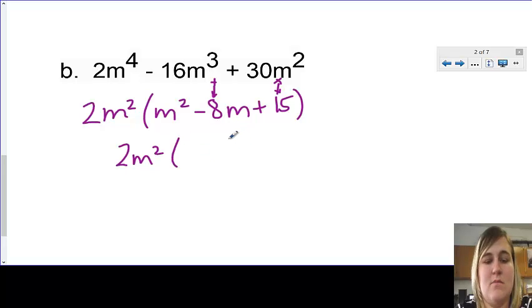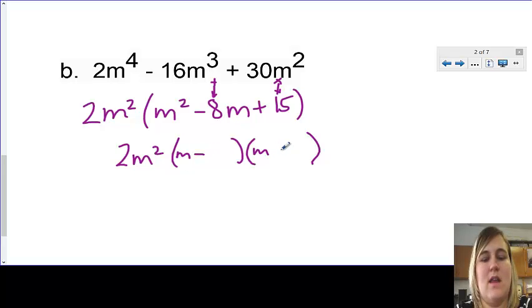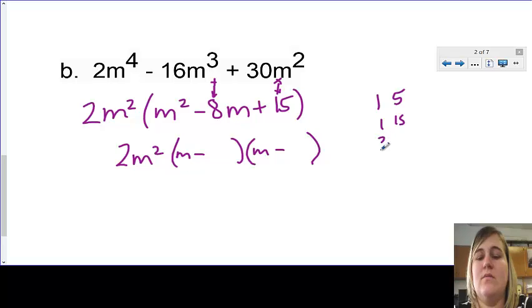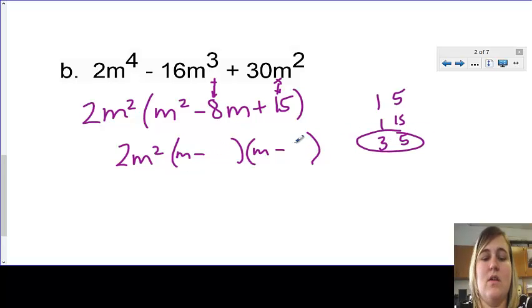I'm going to set up my 2 sets of parentheses. Split up that m. If I have a positive here and a negative here, that means that I have to have something that multiplies to get a positive, but adds to get a negative, which means they both have to be negatives. So things that multiply to get 15 are 1 and 15, 3 and 5. Of those, I can get an 8 out of 3 and 5. Since they're both negative, it doesn't matter where I put them. And that's my final answer.